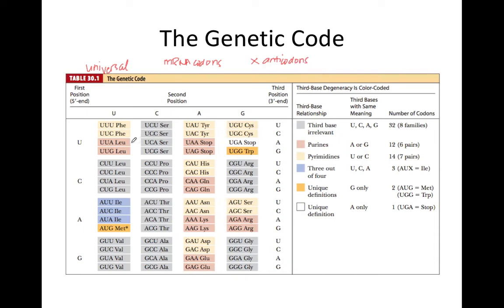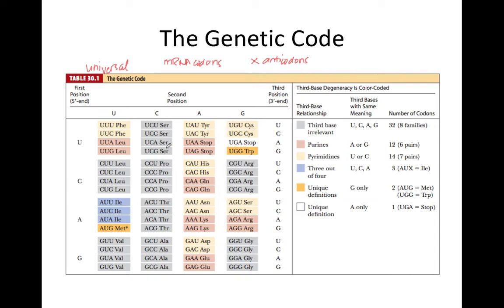So if you have a table like this, this part here usually indicates the first position, this one the second, and this is the third. So meaning, if we read it, this is U, U, U, and this will give us phenylalanine here. Or, in here you can see C, C, U, and it encodes for proline. So these are the codons found on the mRNA, and these are the amino acids they encode for.